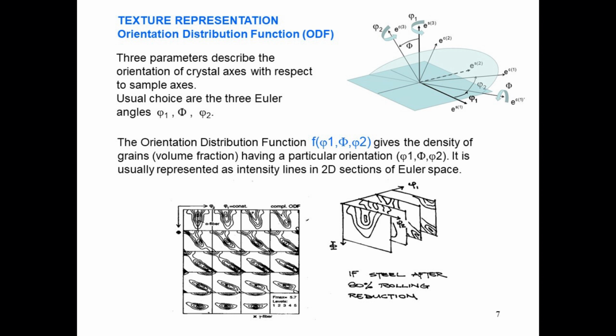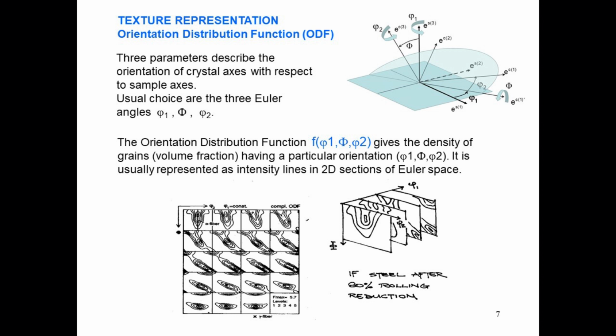And because it is a three-dimensional function, it is usually plotted by making sections in the phi1, phi2, and phi space. You take sections in that space of equi-intensity lines, and then you will usually see it plotted in this way, those sections. We are not going to be really working with this in this course, so I'm just mentioning that so you are familiar with that representation.